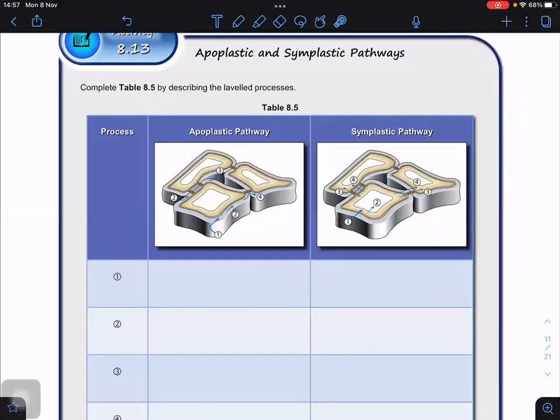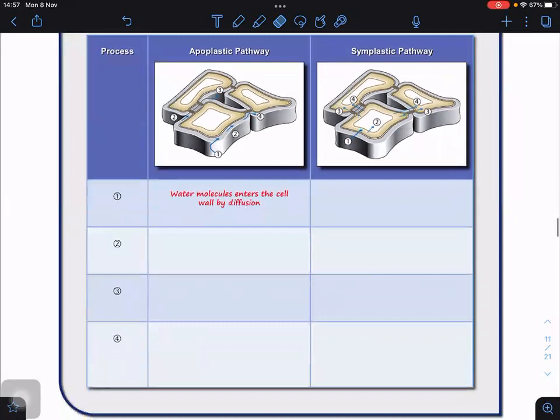If you look at number 1, it is basically from the pit entering into the cell wall, right? So therefore, number 1 is the water molecule now entering the cell wall by diffusion because there is no membrane. So for the apoplastic pathway, always remember, along the cell wall. Number 2, the water molecule now again moves within the cell wall by diffusion.